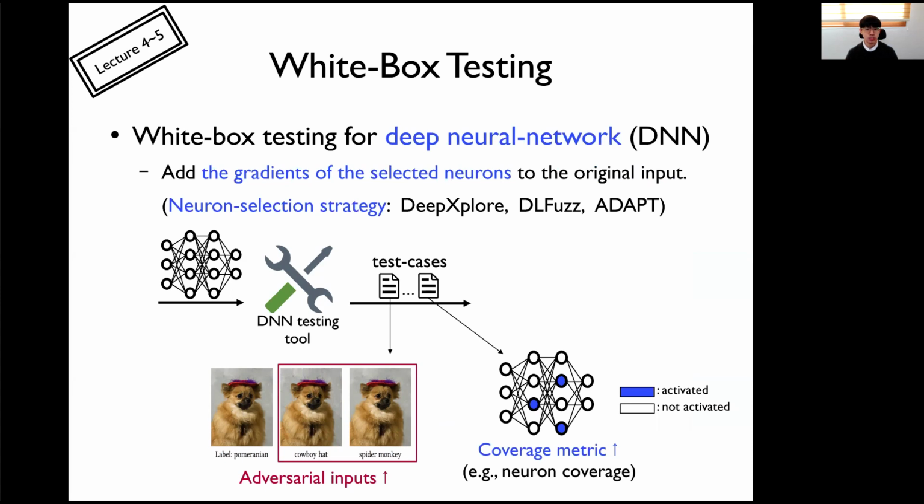Compared to traditional software testing, the DNN testing technique takes as input the DNN model under test, and it tries to achieve the following two goals. The first goal is to increase the coverage metric specialized for DNN testing, such as neuron coverage or top-k neuron coverage as well. And the second goal is to maximize the number of adversarial inputs that fool the DNN model.